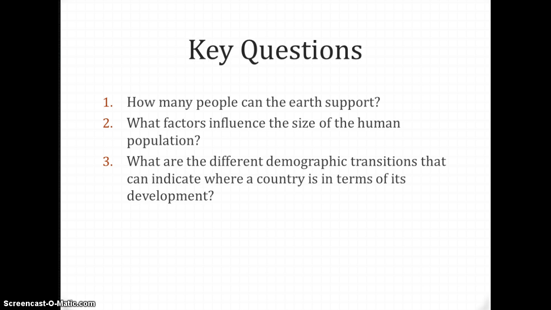Okay, so let's start out with our key questions for today. They are, firstly, how many people can the Earth support? Secondly, what factors influence the size of the human population? And thirdly, what are the different demographic transitions that can indicate where a country is in terms of its development?